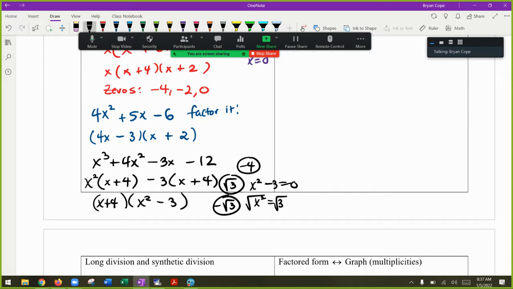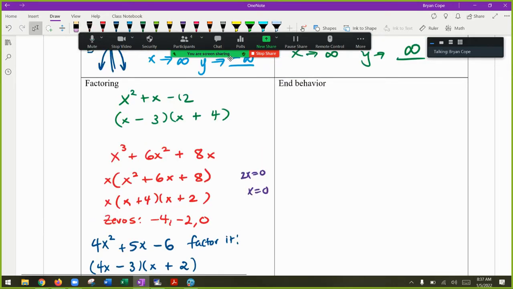So remember, finding zeros sometimes involves a little more work than just looking at it. This is when you've got an x squared minus 3. This is a fundamentally different idea than what we have going on here. This is linear, this is quadratic. So that's how we're going to get those zeros. Questions?